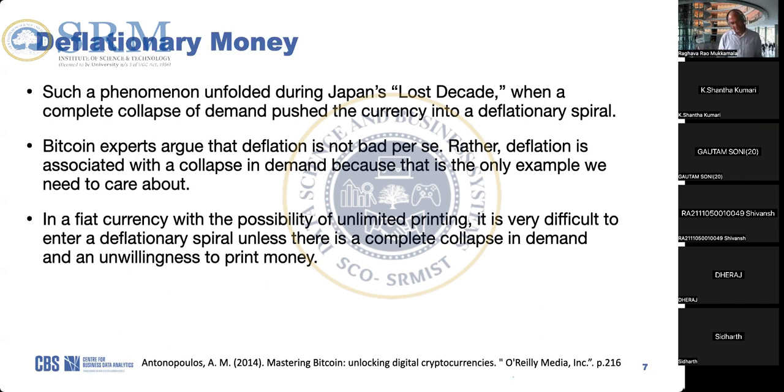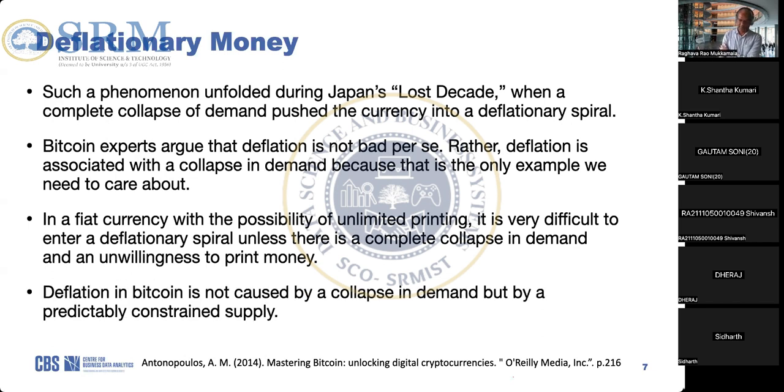So in a way, it is good. It tries to prevent the deflationary spiral, but on the other hand, it can also bring inflation and things like that, right? So in the case of normal economies, deflation can only happen if there is a sudden collapse in demand, and also the governments don't want to print money. So this can happen in those scenarios.